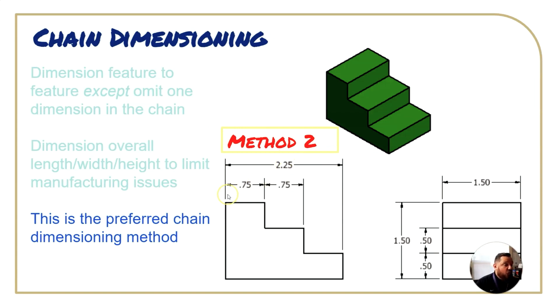dimensioning, where we have these two butting up to each other, and then we have this 2.25 that describes the entire length of this bottom line or this edge to this edge. And you don't need to put the third 0.75 there because you could infer it from taking away 1.5 from 2.25. You would get that 0.75 there. So this is a preferred method of dimensioning.